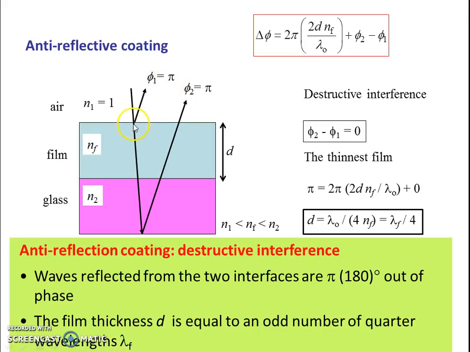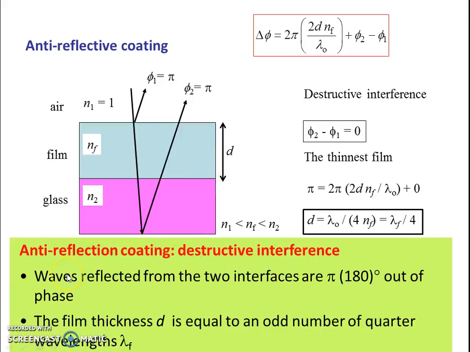And in the same case, when light is falling here, it will meet a higher refractive index, so the phase change is pi here as well. So the total phase difference will come as 0. So we can find the minimum thickness for the destructive interference, applying the destructive interference conditions, as d, which is nothing but lambda f by 4. Lambda f is the wavelength in this film.